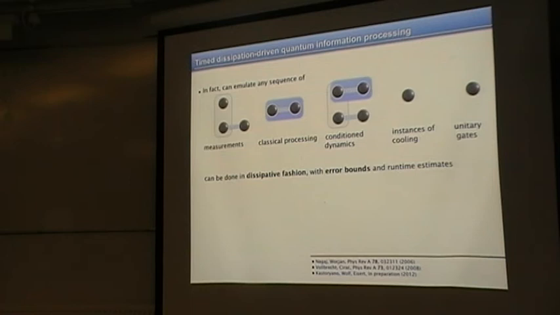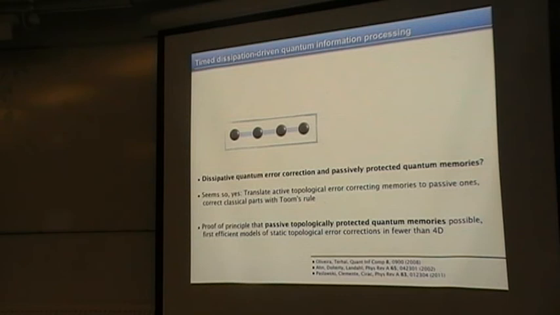And my last slide is this one: dissipative error correction and passively protected quantum memories. That was an open question for a while. Can you do passively protected quantum memories in one way or the other? And the answer seems yes. Once we formulate all this formalism, you can translate active topological error correction memories, where you locally cool to the ground state of a toric code state. But this is an active control procedure. You could translate, using our formalism, to a passive one where it's just emulating that behind the scenes, but now it's protected by the Liouvillian gap of the dynamics.